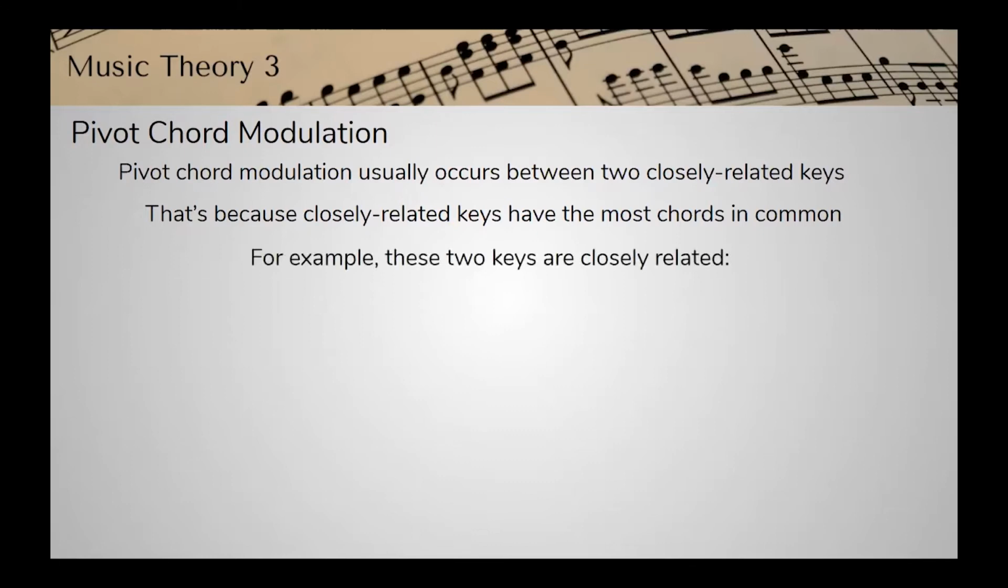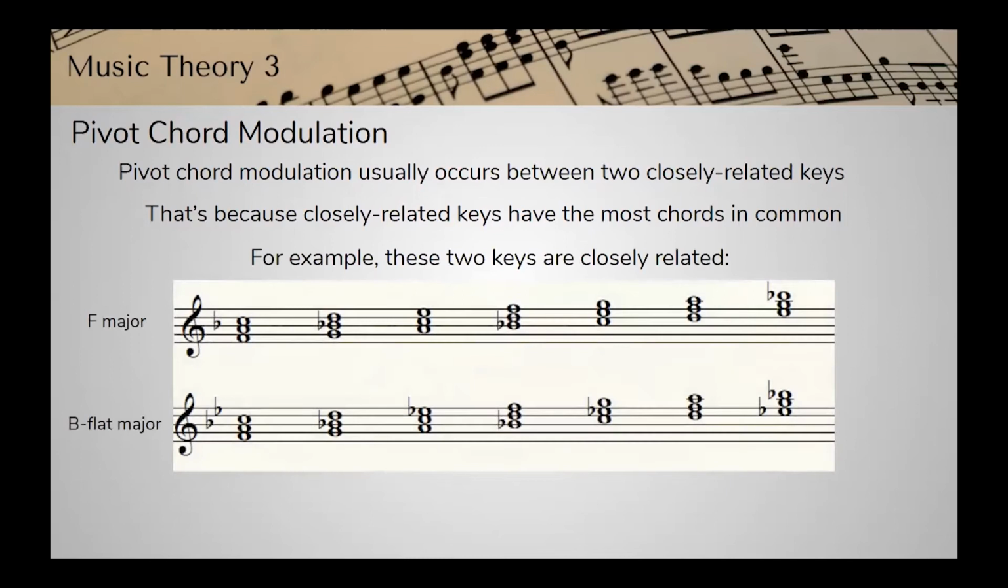Okay, so here's another example of two closely related keys, the key of F major and the key of B flat major. You can see that F major and B flat major only have one note difference in their key signatures, which just means that they have one note difference in their scales. Okay, so that means that they are closely related.